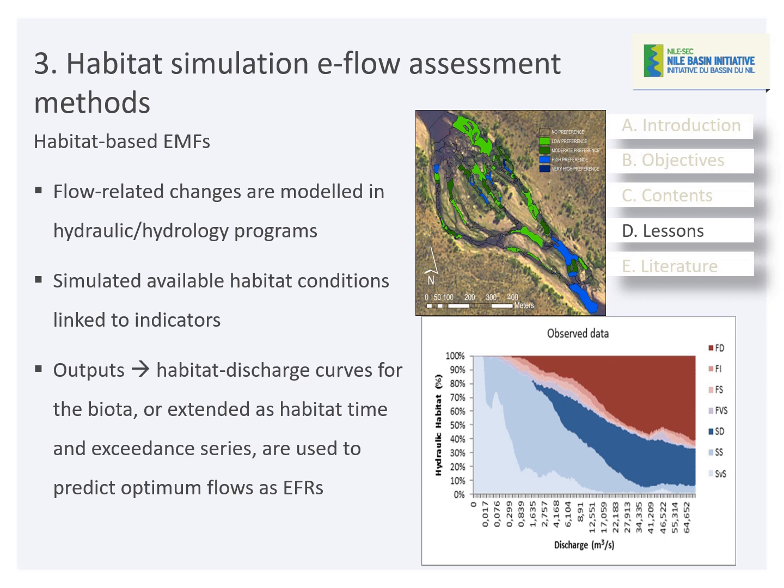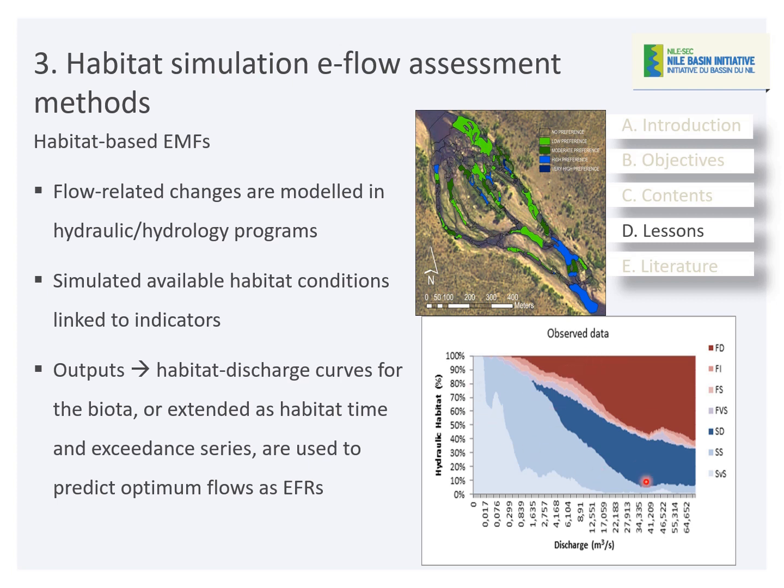The approach produces flow-related changes. Flow-related changes are modeled in different programs or tools that are used. Simulated available habitat characteristics are linked to indicators. The outputs include habitat discharge curves for biota, or extended as habitat time and exceedance series data, which is used to predict optimum flows in an environmental flow requirement study. And the example here would be to demonstrate what the habitat preferences or requirements would be for different species.